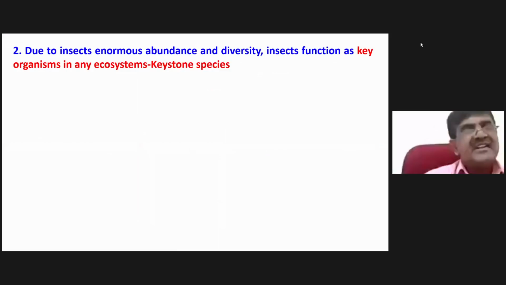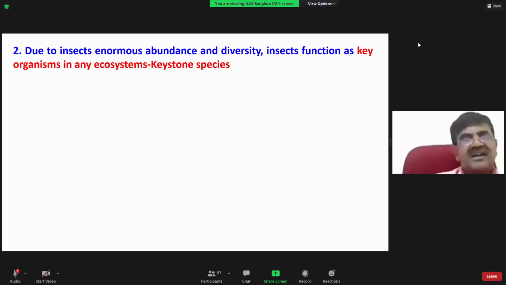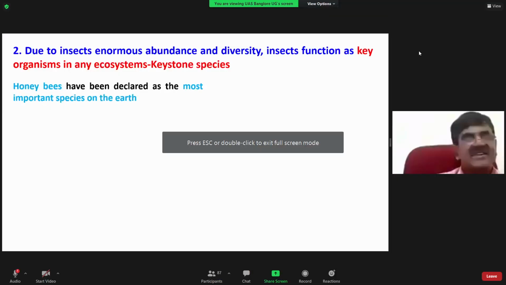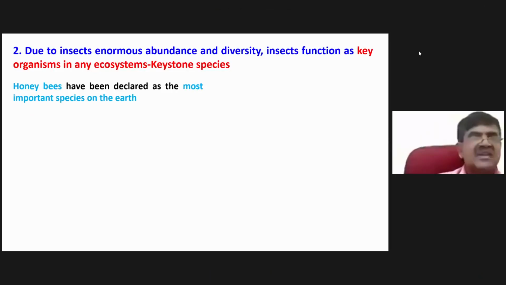The second reason is, due to their enormous abundance and diversity, insects function as key organisms in any ecosystem. So insects are considered as keystone species.